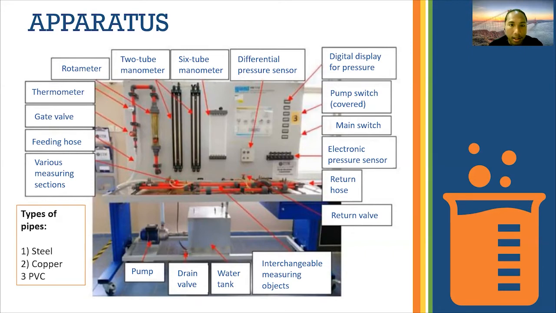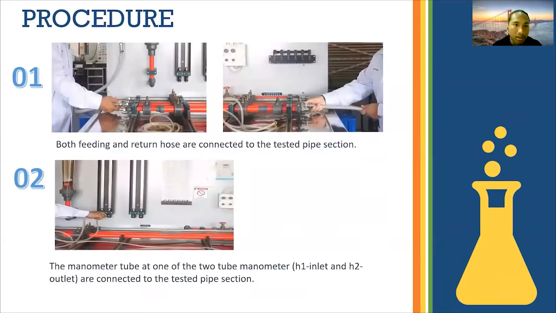Okay. The next one, we are going to the procedure. In our first step to complete this experiment, both the feeding and return hose are connected to the test pipe section. Here is the feeding pipe and the right one is the return hose. The second step is the manometer tube. At one of the two tube manometer, H1 is the valve here, the left one, and H2 outlet here, the right one, are connected to the test pipe section.